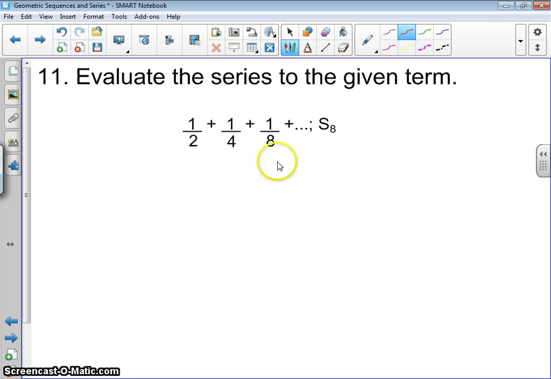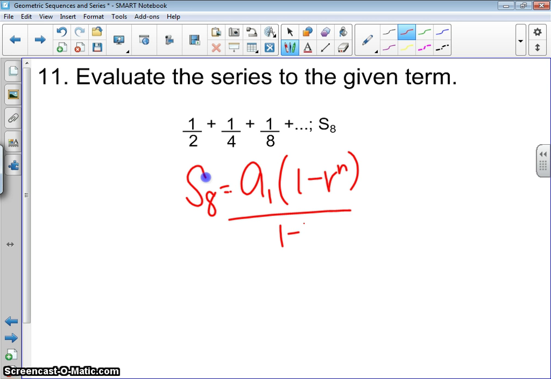Alright, number 11. So I want to evaluate the series. This is basically just asking me the same thing as finding a sum. Okay, so I'm going to go ahead and write down my formula. S8 equals a1, 1 minus r to the n, all over 1 minus r, and then plug everything that I know in. So 1/2 is going to be a1, and then to find r.